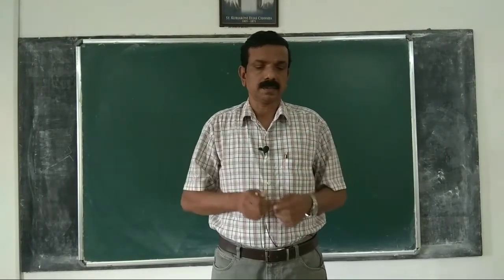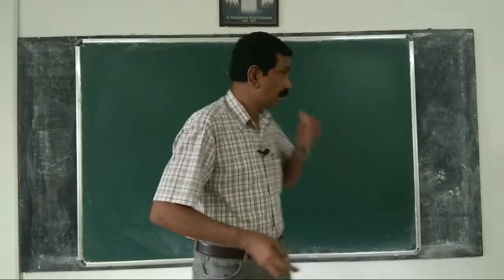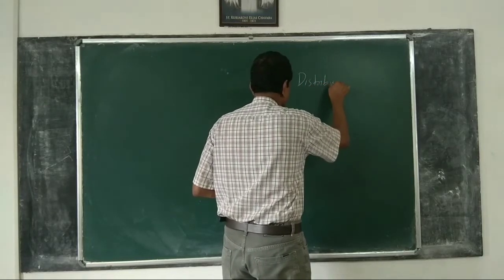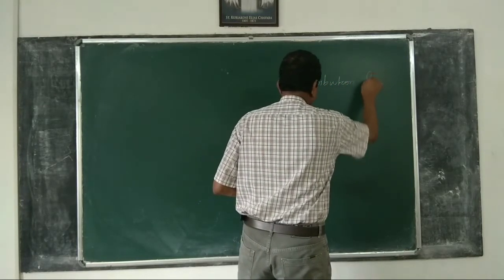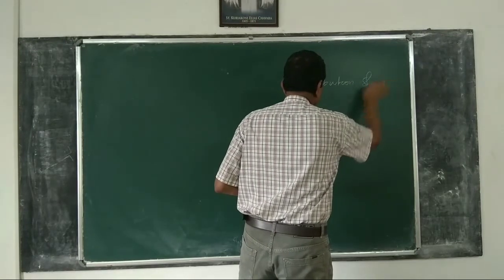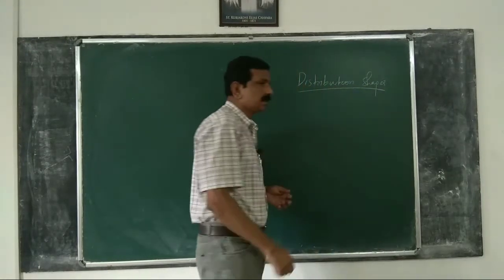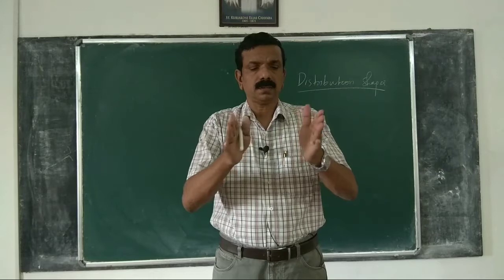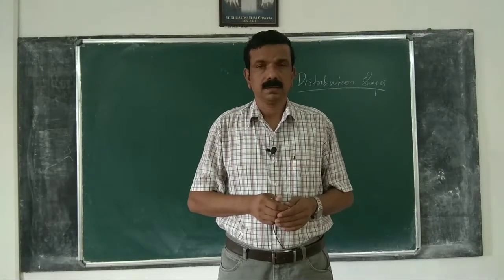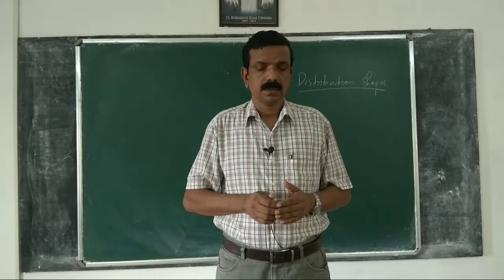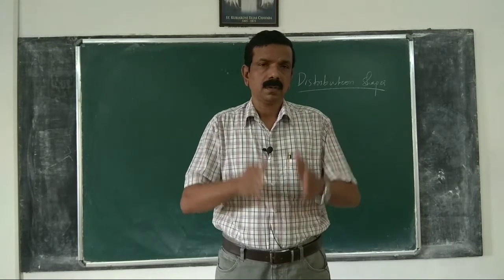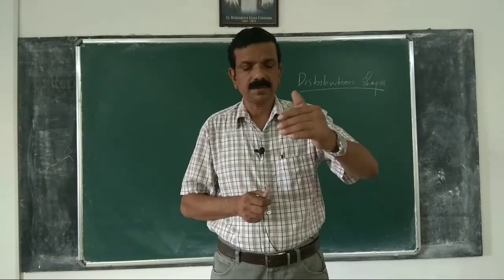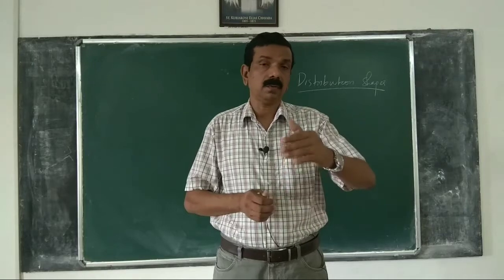Dear students, in this class we will discuss what is known as the distribution shapes. Now the distribution of a data set is a table, a graph, or a formula that provides the values of the observations and how often they occur.